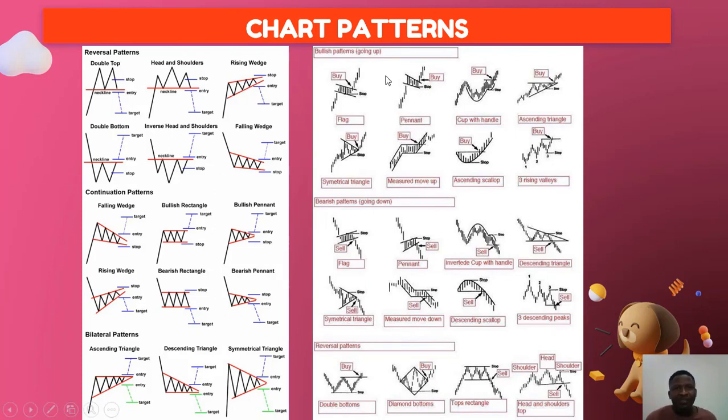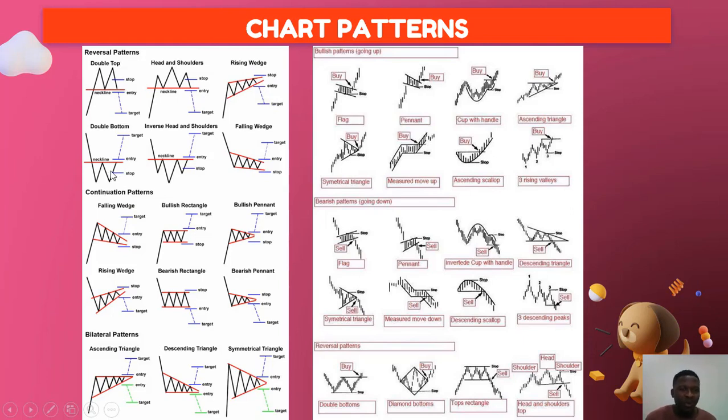All right, so we are now in chart patterns. Now we have two main types of patterns. We have the bullish pattern and we have the bearish pattern. Now under the bullish pattern, we have patterns like the double bottom, the ascending triangle, the cup and handle, the symmetrical triangle, the bull flag, and so on. So you can see the representation of different chart patterns here. This is a double top, a bearish. This is a head and shoulders, a bearish. We have the rising wedge, a bearish pattern.